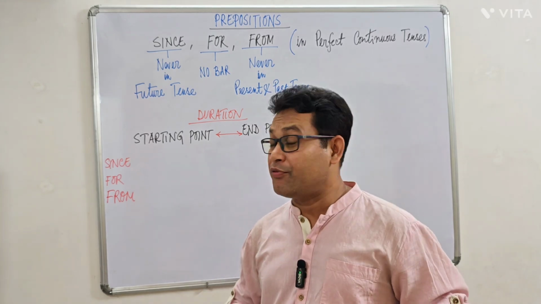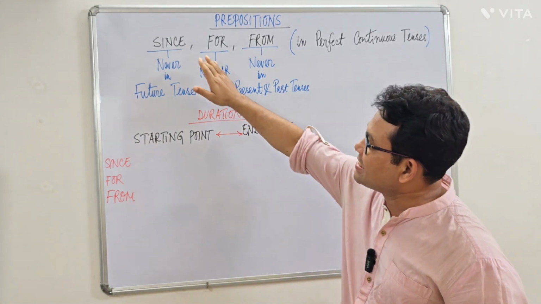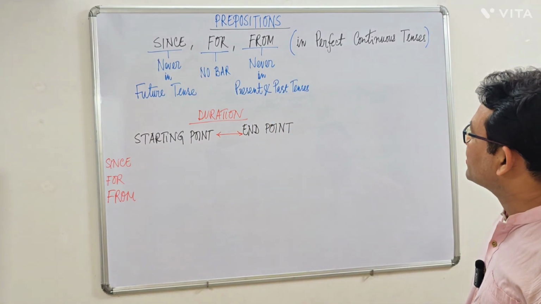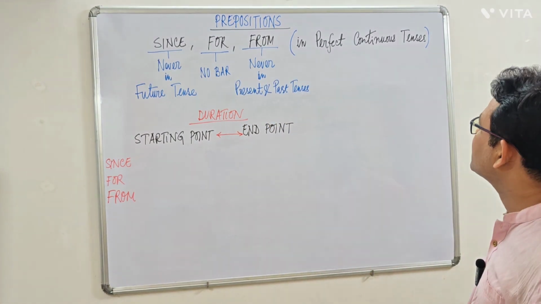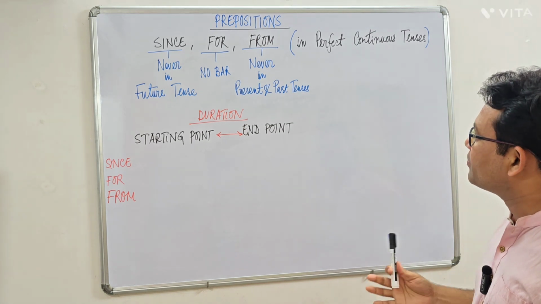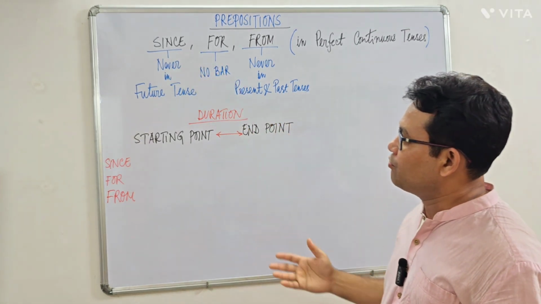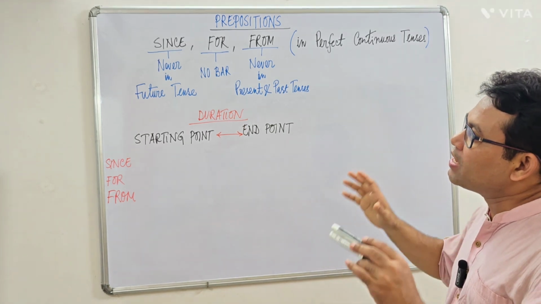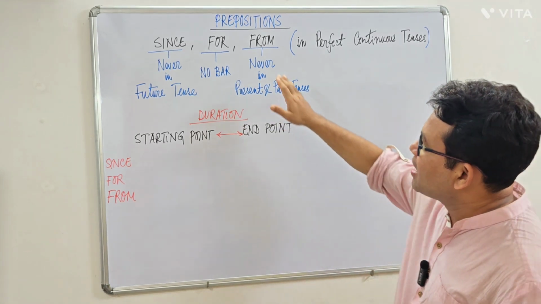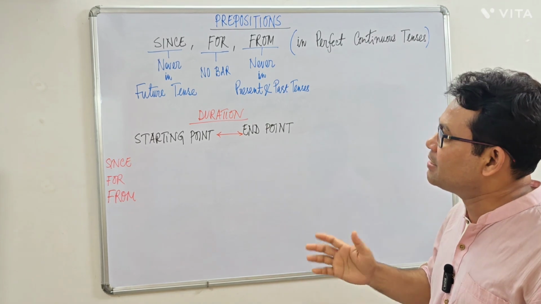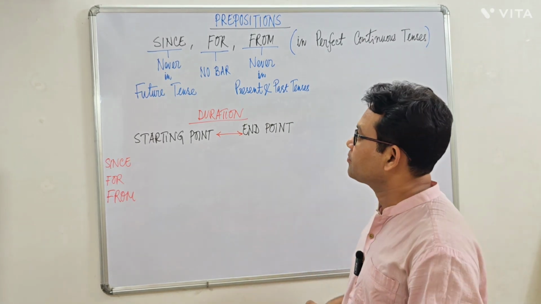So today I'm going to explain for you the three prepositions since, for and from, and how to use them in perfect continuous tenses, namely present perfect continuous tense, past perfect continuous tense and future perfect continuous tense. Remember that the first two, since and for, can be used as conjunctions as well, but today we are going to treat them and use them as prepositions, and we will find out how they are different, and at the same time they have something in common.